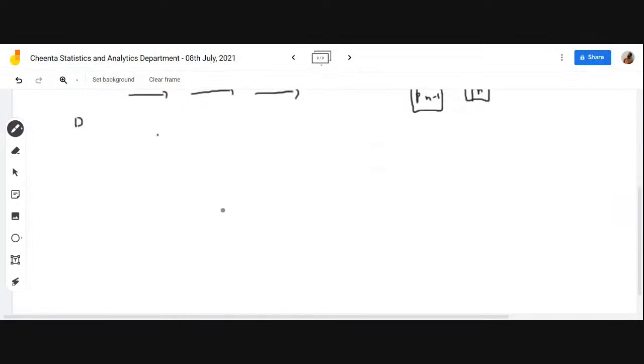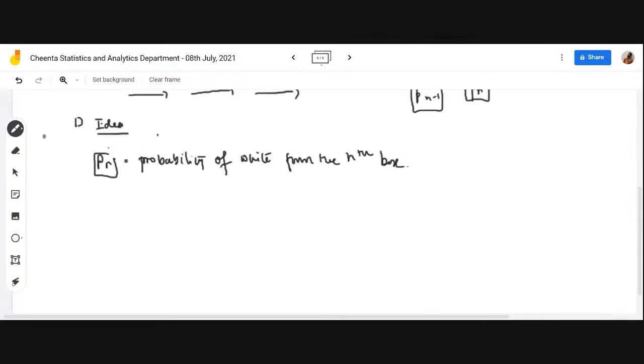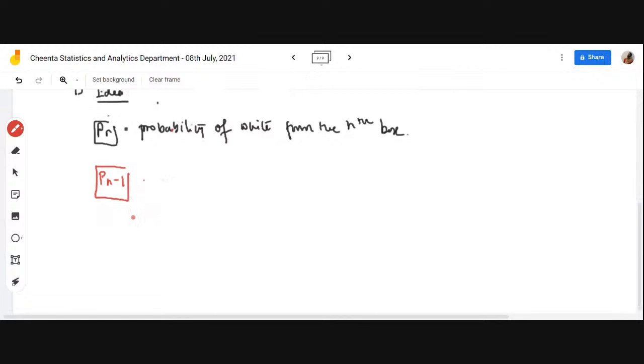I have told you about this before, it was a senior batch. So always use this tree diagram and stuff. The central idea is that Pn is the probability of white from the nth box. So Pn is dependent upon Pn minus 1, so that we will understand the relationship.